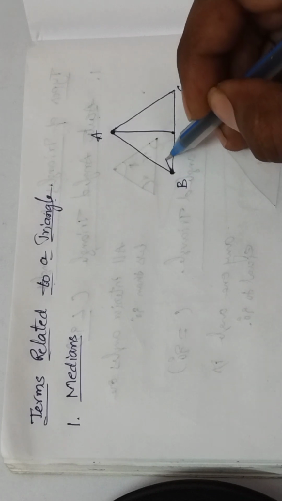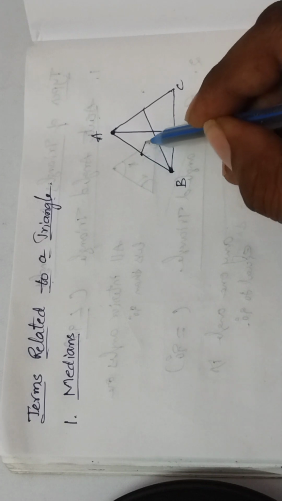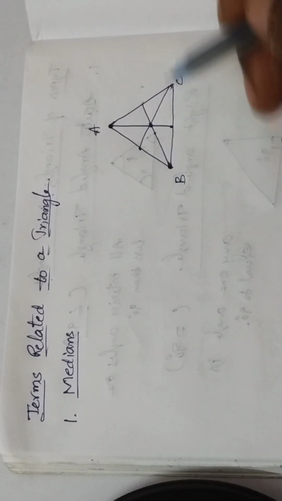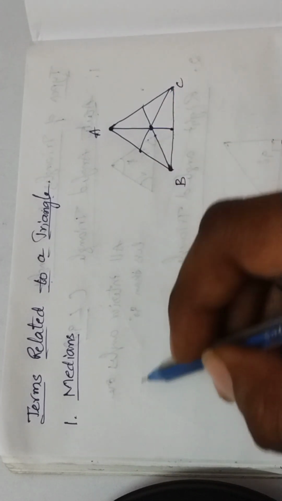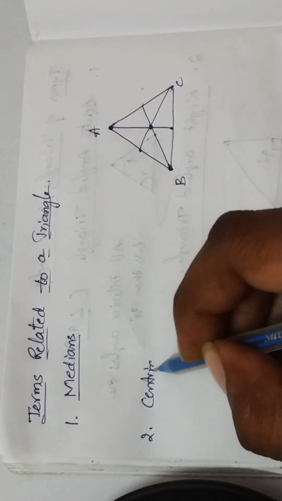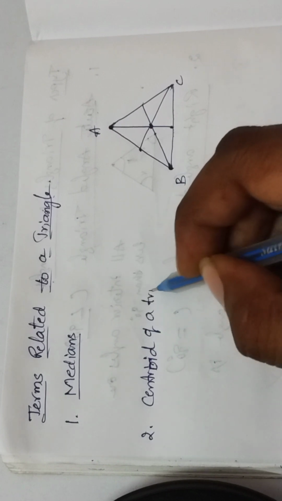So if you draw three medians, the three medians will meet at one point. This point we call the centroid of a triangle.